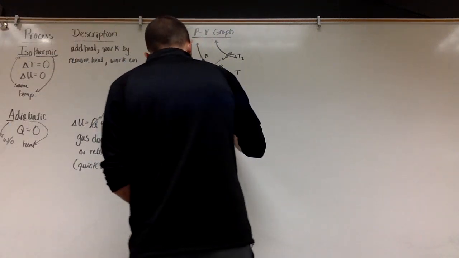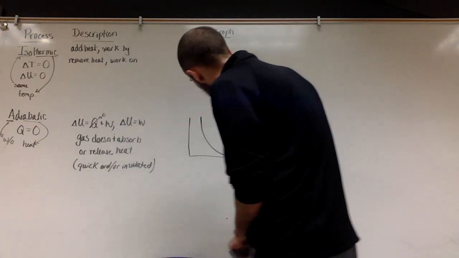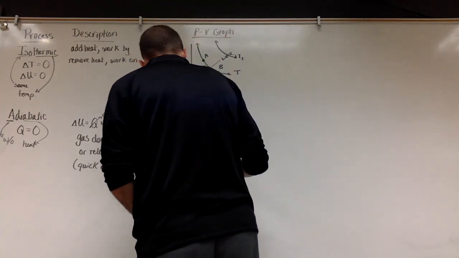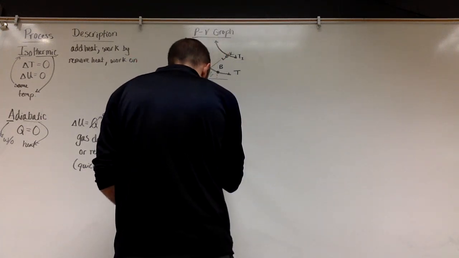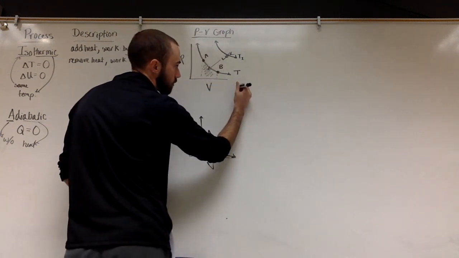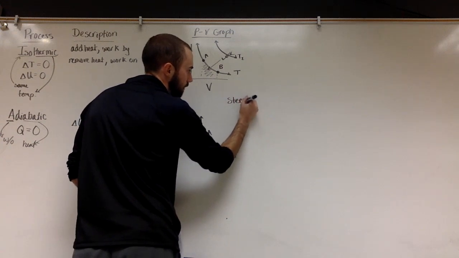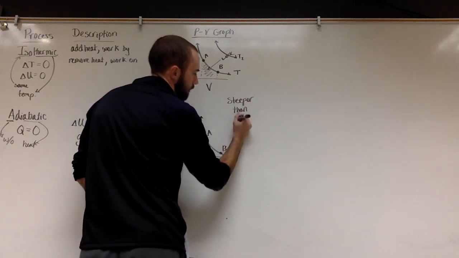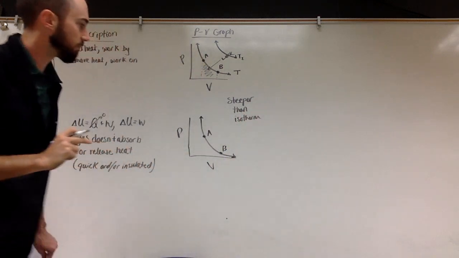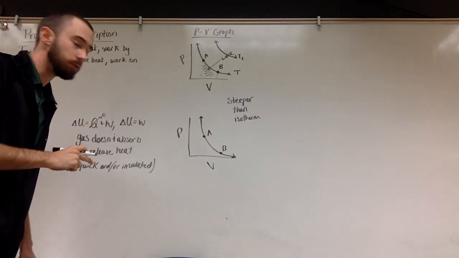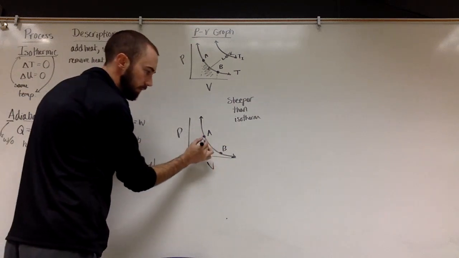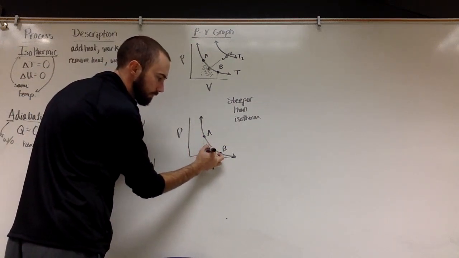In this case, it looks very similar to our PV diagram for isothermal. However, the one difference this time is that it's much steeper. I'm just going to put a little note here: steeper than isotherm. The reason for that is that in this one, you're going to be losing energy. Your internal energy is going to go down. If you do work here, this is work by the system.